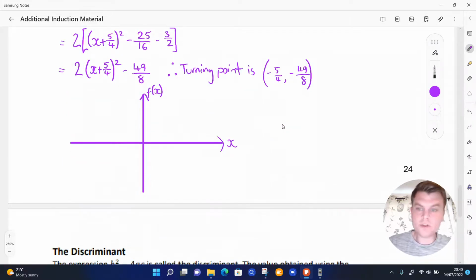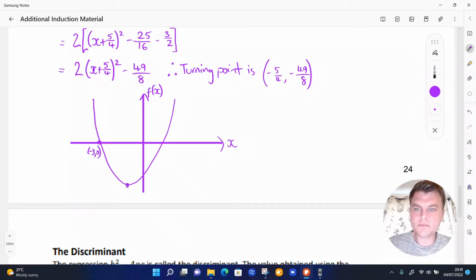So I'm going to use freehand curve a bit like that. That seems to be fairly accurate there because the turning point is going to be negative for both. Y-intercept works there, and then the roots are there and there. So let's mark those roots on. That one there, we can say, is minus 3, 0.